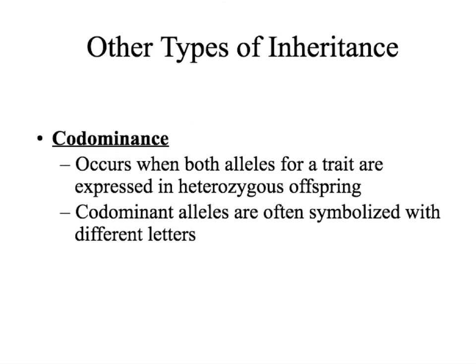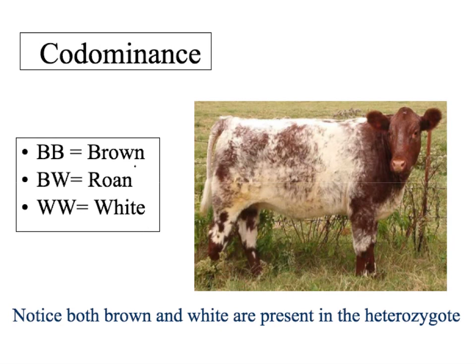Okay, we can also have codominance, okay, when both alleles are expressed in the heterozygous. So incomplete dominance is kind of like a mixture. Codominance means both conditions are going to be shown. An example of that is going to be in cow colors. Okay, so I can have a brown cow, which is going to be big B, big B. I can have a white cow, which is going to be big W, big W. And then we can have what we call roan. And roan kind of shows both brown and the white inside of it. And that's going to be that heterozygous condition.